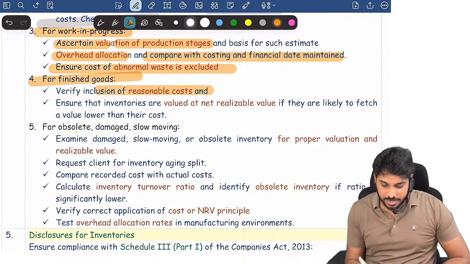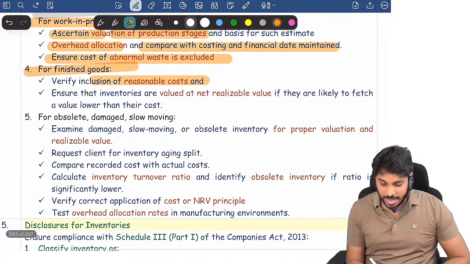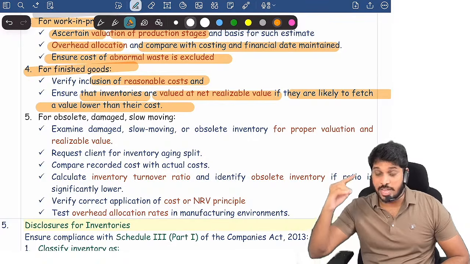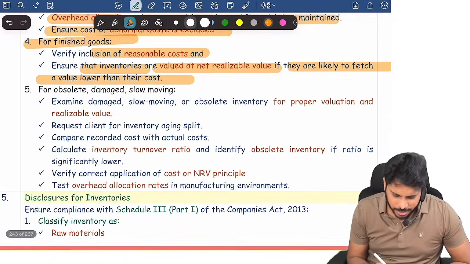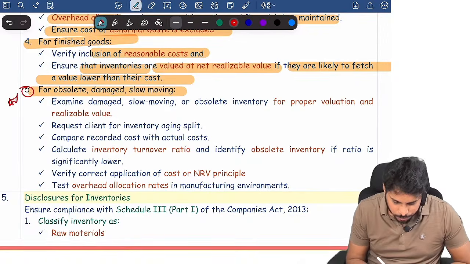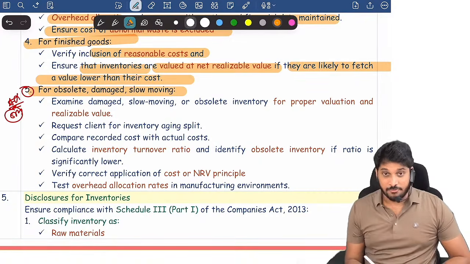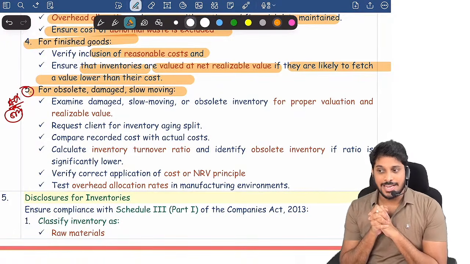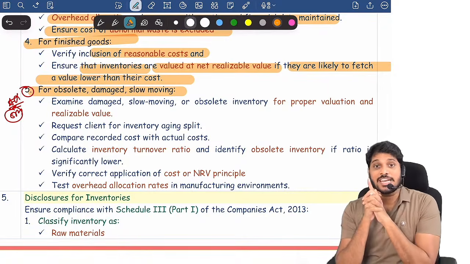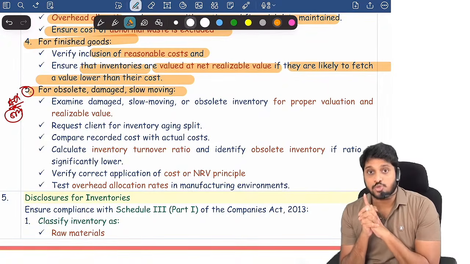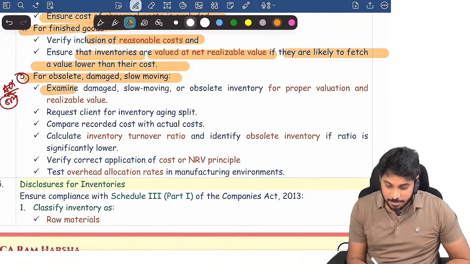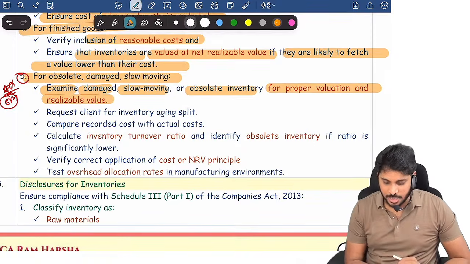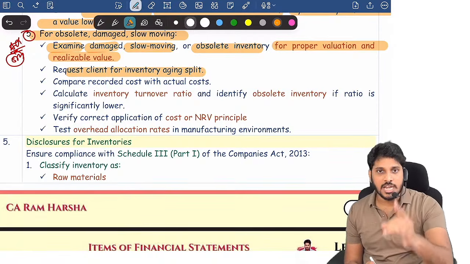For finished goods, verify whether reasonable cost is included or not, and see that inventories are valued at NRV only when the finished goods are going to be sold at less than cost. And most important, obsolete, damaged and slow moving goods. This is most important, a 5 marks question. Whenever you are focusing on valuation of inventory, the first point that we should see is: is there any damaged inventory, slow moving inventory, old obsolete inventory? The auditor has to examine this so that you can do a proper evaluation, and ask the client for inventory aging split.